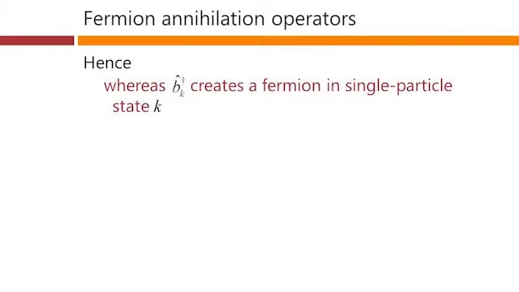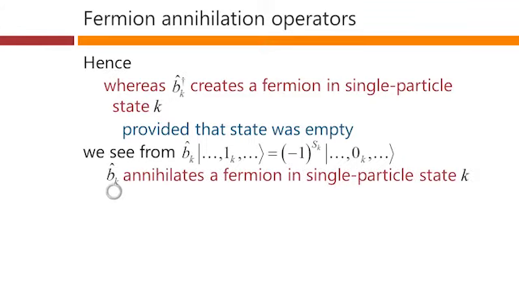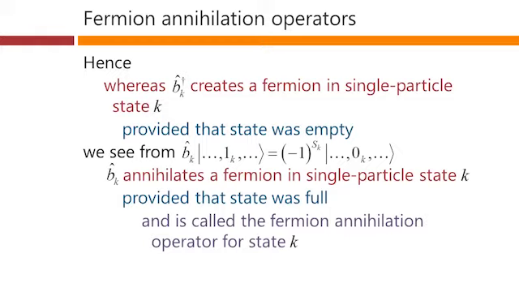Hence, where this operator creates a fermion in single particle state k, provided the state was empty, we see from this relation we have just deduced or defined that this operator annihilates a fermion in single particle state k, provided that state was full. And therefore it's called the fermion annihilation operator for state k.